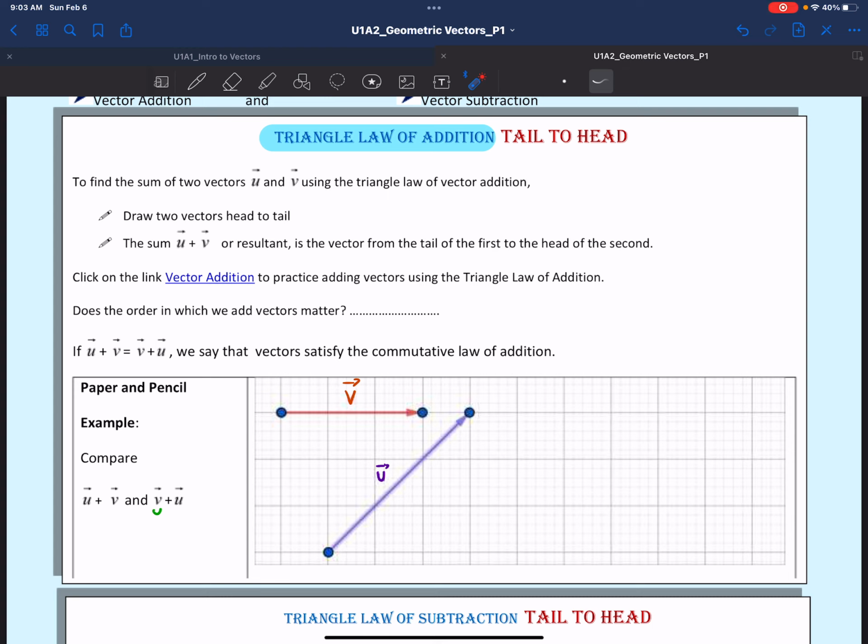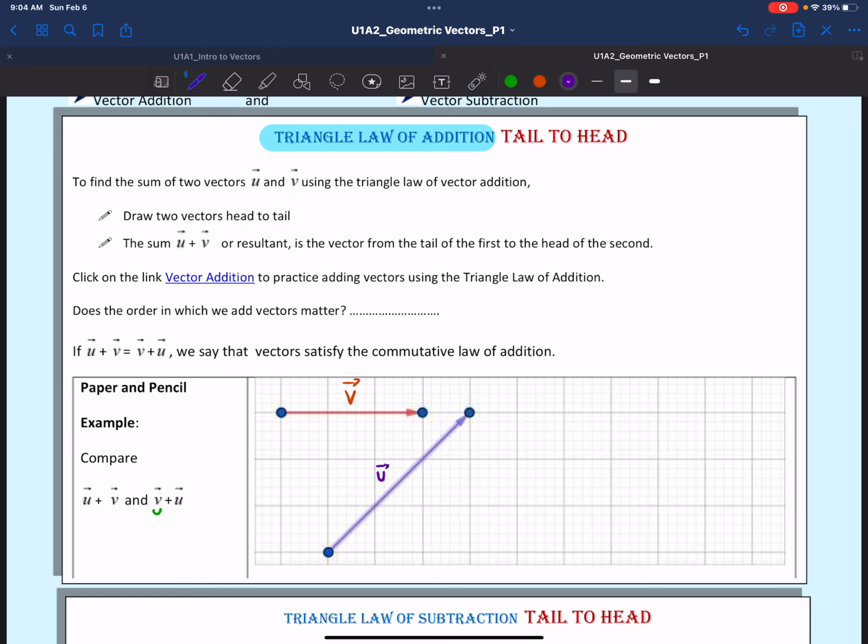So if you want to add two vectors by using the triangle law of addition, we have to follow two steps. Step one, we have to draw the vectors head to tail. So if I'm adding vector u to vector v, it means that I'm going to start with vector u, which means that vector u won't change position. It will stay exactly where it is. And then I'm going to draw vector v, which is added to vector u, by placing the tail of the second vector, the vector I'm adding, to the head of the first.